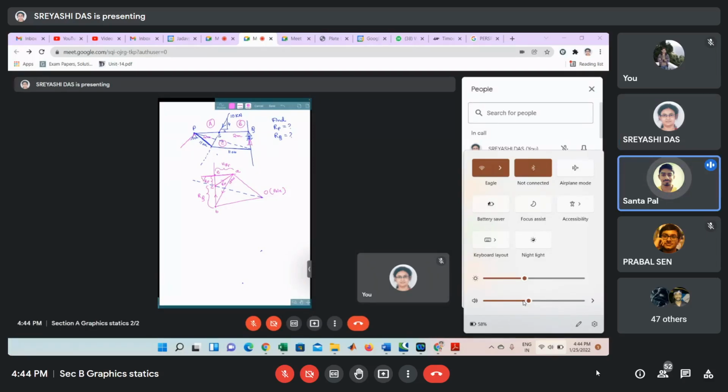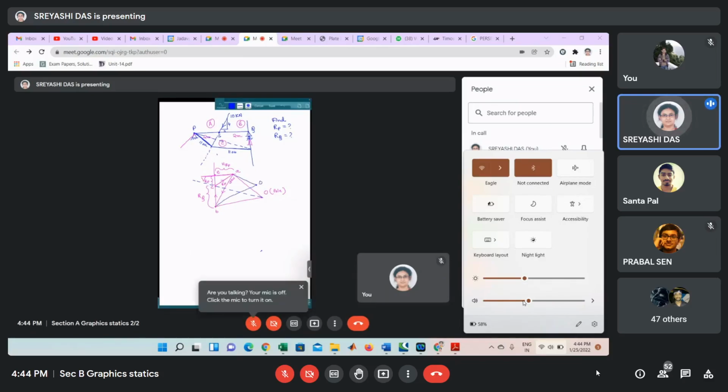Ma'am, horizontal with respect to OB? No. OB need not be horizontal. OB can be any line, because if you take this pole O here, then your drawing will look like this. Then your OB line will not be a horizontal line. So horizontal means, using a set square, you have to draw a line which is perpendicular to this line. Okay, ma'am. Which will pass through A.